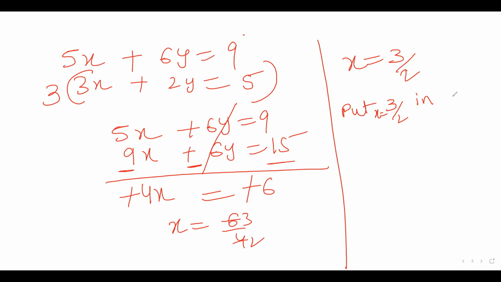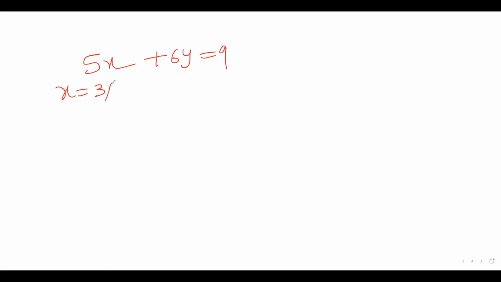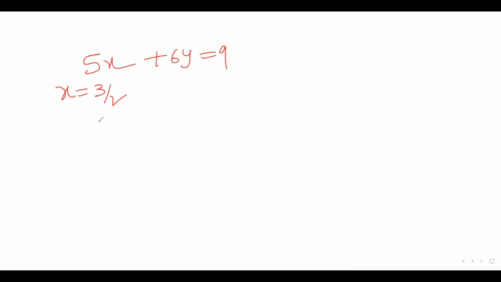In equation 1. What is equation 1? 5x plus 6y is equal to 9. x value is 3 by 2. It will be easy to substitute in the second equation. No need. Substitute here itself. 5 into 3 by 2 plus 6y is equal to 9.